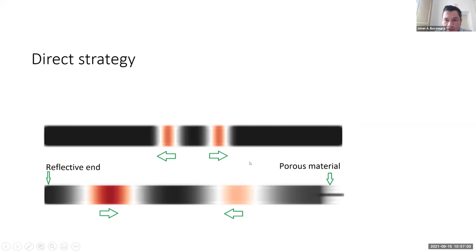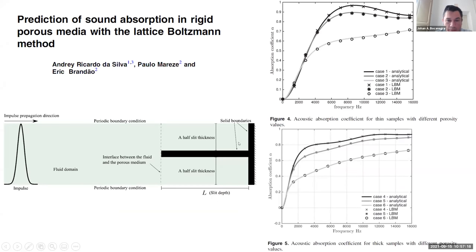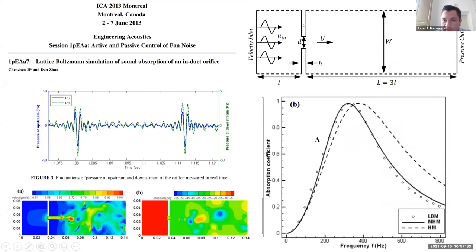Here I show you two strategies that can be implemented. The direct strategy: you can propagate a pulse and implement the bounce back boundary condition to simulate the porous material with a periodic boundary condition, as was performed by Da Silva and colleagues. In this work, this is a perforated plate, and they propagate noise and compare the pressure upstream and downstream and obtain the absorption coefficient of the perforated plate.